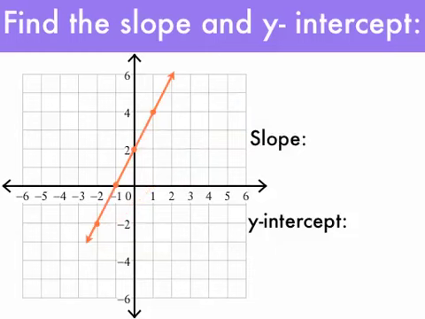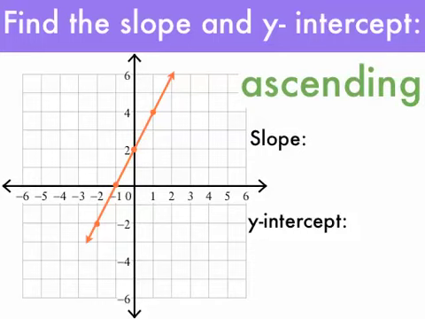The next example is again going to ask me to find the slope and y-intercept. First, I need to tell if it is ascending or descending. As you look at this line going from left to right, again it is ascending because you are going up. Choose 2 points on your graph and count the slope. Remember, slope is rise over run, so I'm going to count how far up or down I have to move, and then how far to the left and to the right I need to move to get from one ordered pair or 1 point to the next.